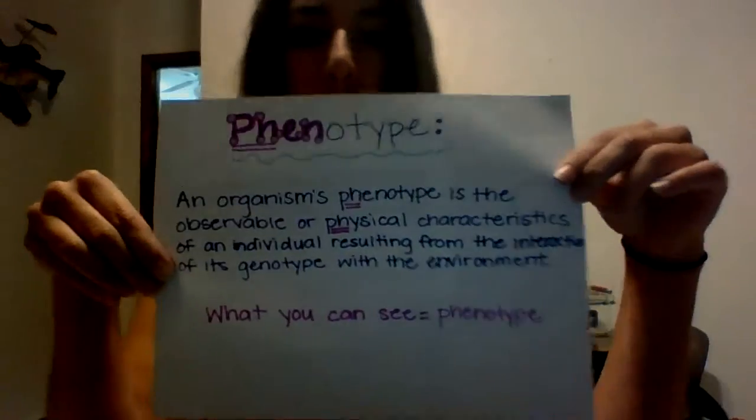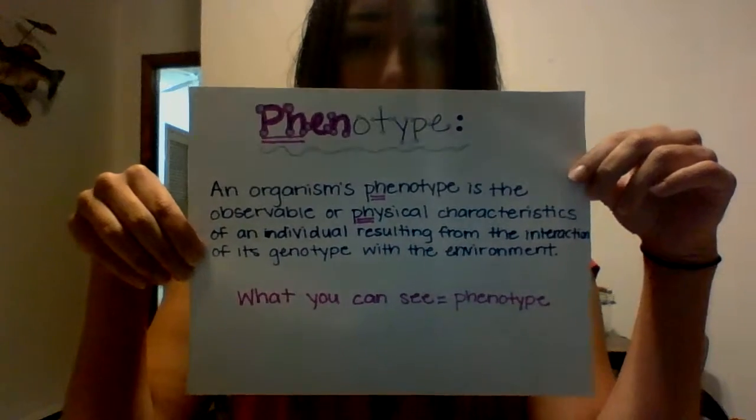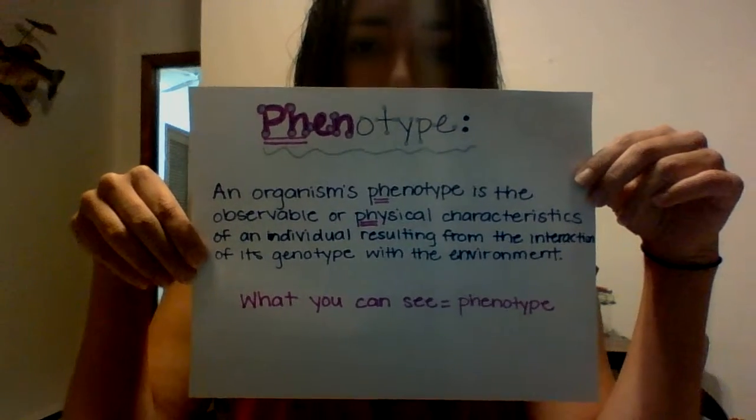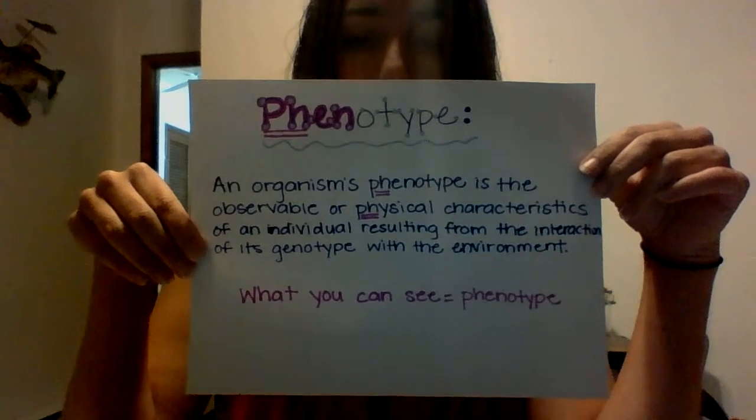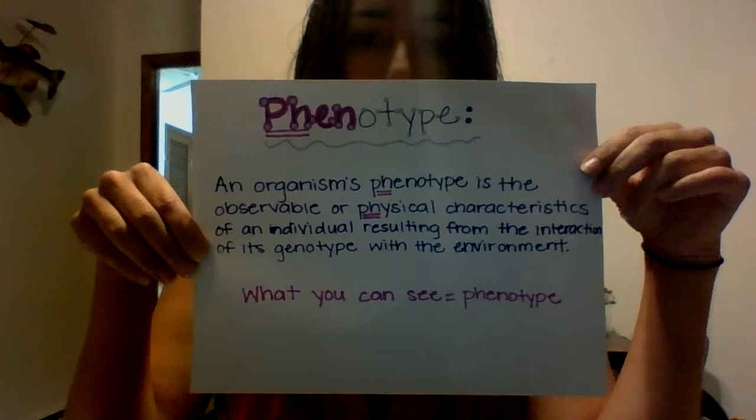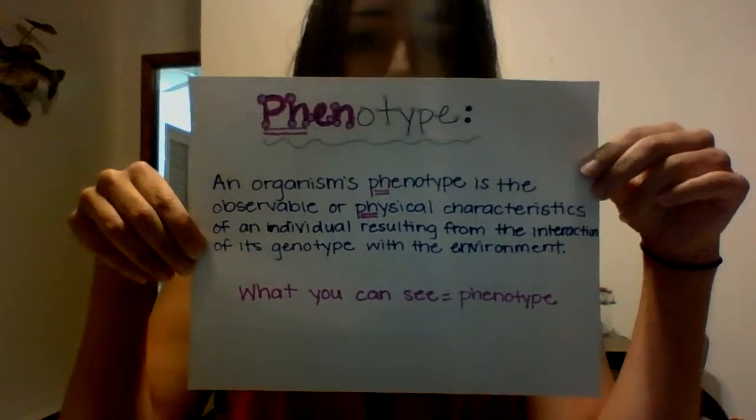So to start off, an organism's phenotype is the observable or physical characteristics of an individual. So a phenotype is something that you can see, a physical characteristic or a trait that you can actually observe on an organism, and specifically what it looks like.